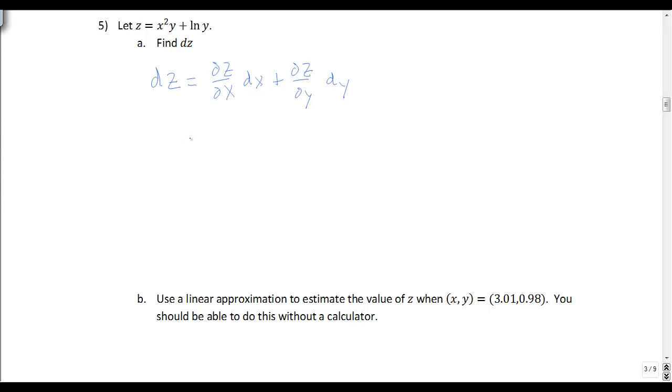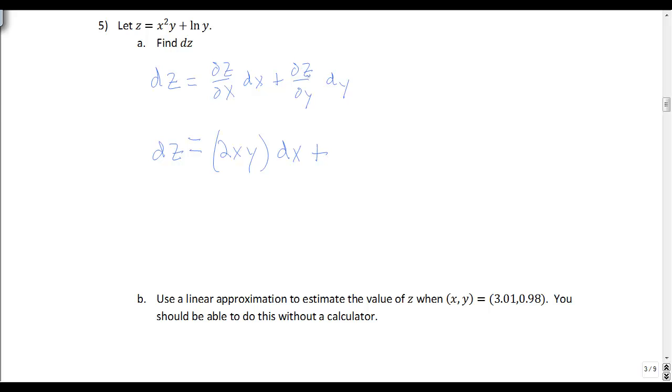So what we're going to do is dz. That's a partial z with respect to x. So I'm going to take z, which is x squared y plus natural log y, and differentiate with respect to x. That's going to give me 2xy from the x squared y, and the natural log y gives 0. And I'm just going to multiply that by dx. I'm going to do nothing with the dx. I'm just going to leave that as part of my answer.